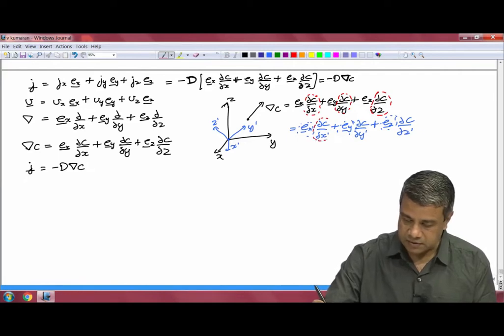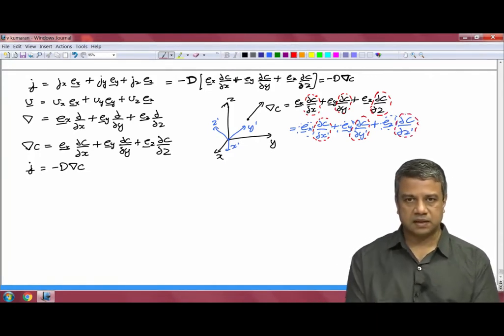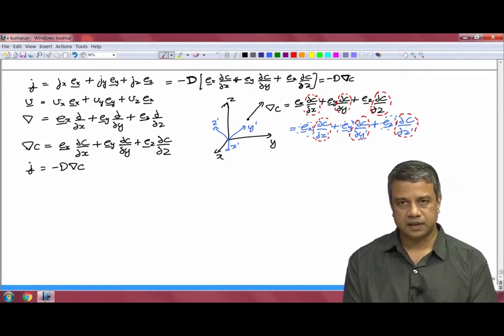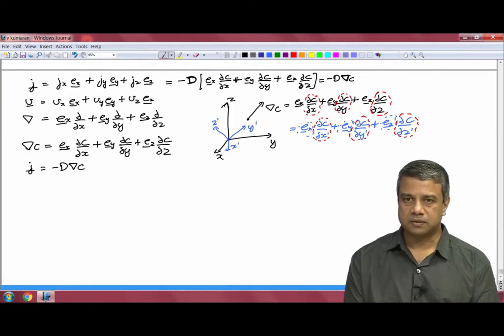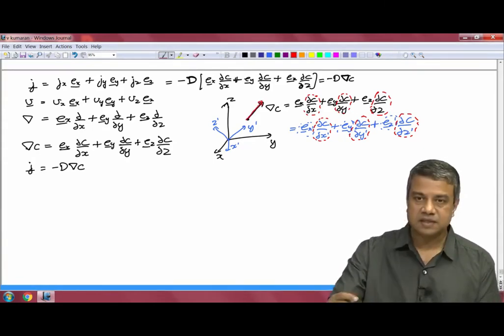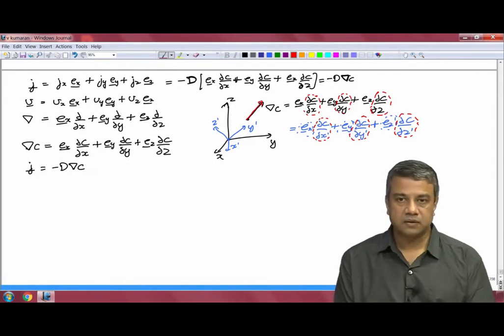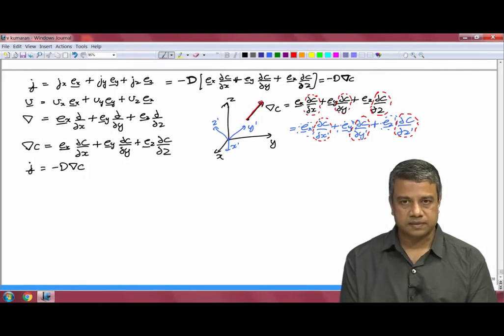The derivatives with respect to x prime, y prime and z prime are in general different from the derivatives with respect to x, y and z. So, the components of the flux depend upon the coordinate system that is used. I am sorry, the components of the velocity gradient depend upon the coordinate system that is used. However, the gradient itself is a vector in 3-dimensional space which has a specific magnitude and direction. That does not change when you change the coordinate system.